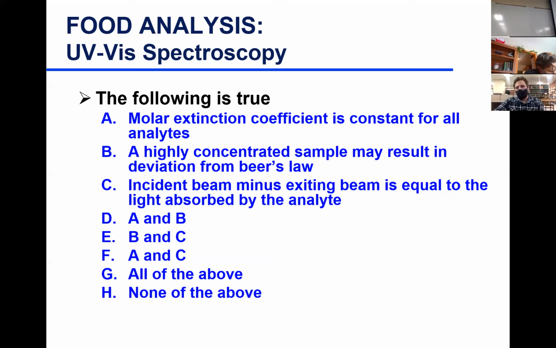A highly concentrated sample, if the sample has a high concentration of specific analytes, you have interference. The analytes or the molecules are very close to each other, and you get interferences and you get false absorption. So usually when we're measuring absorption, it has to be within a specific and dilute concentration, so you don't have really high interactions between molecules when you have high concentration.